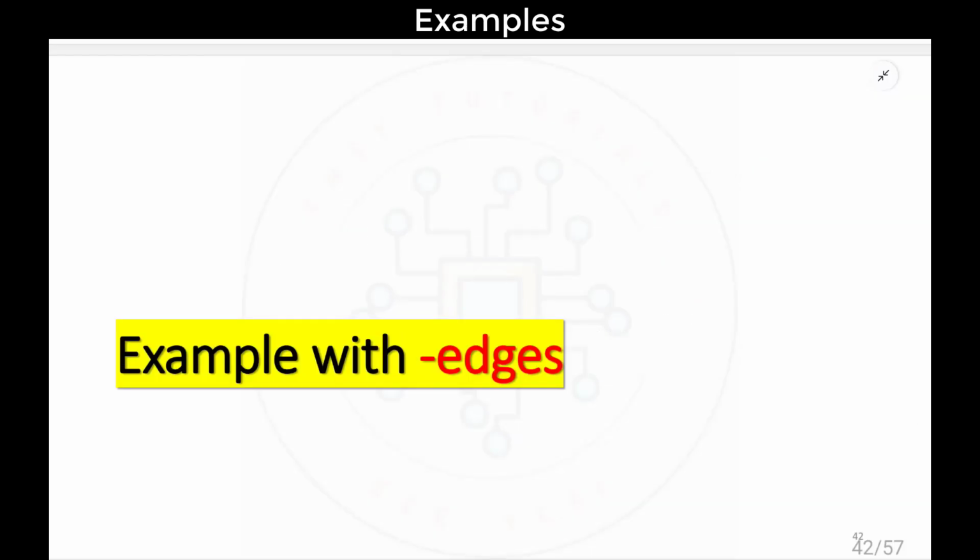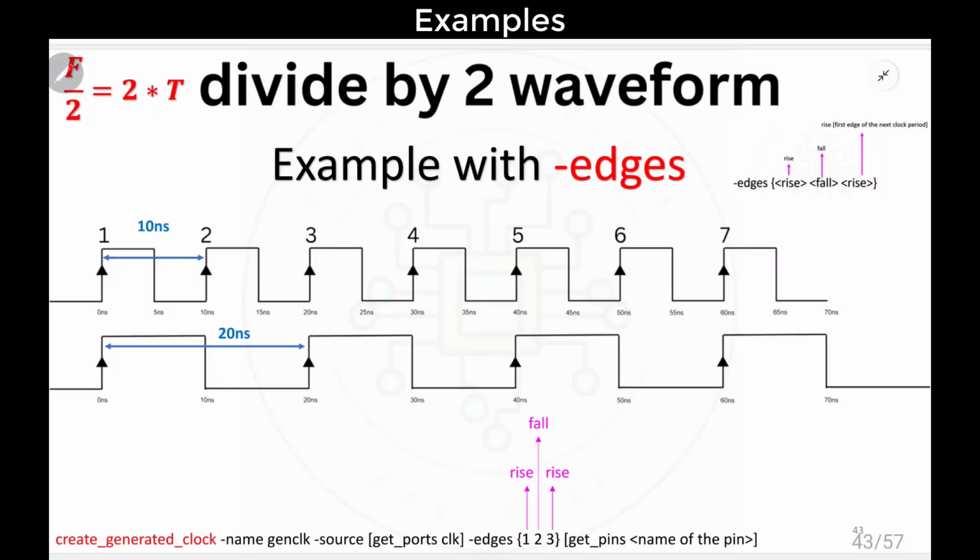So separately we'll see the examples with respect to edges now. I've taken the same example of divide by 2 waveform. Now we are writing the constraint by using a switch called edges. If you are dividing frequency by 2, time period is getting multiplied by 2. So initially I'm taking time period as 10, so it is getting multiplied by 2, it becomes 20. So you can see here the time period is increased to 20 nanosecond.